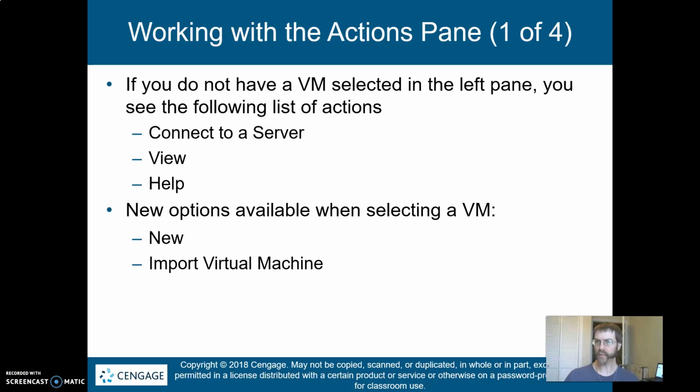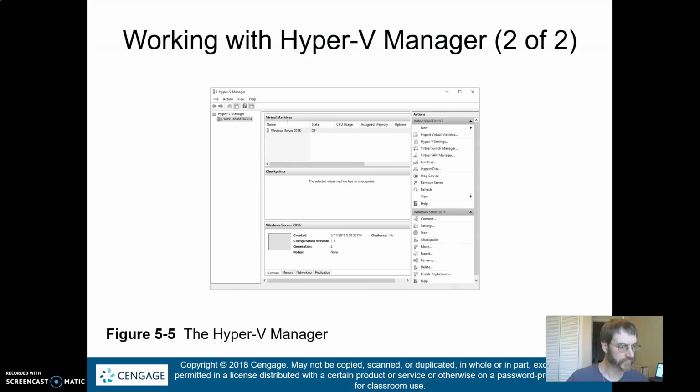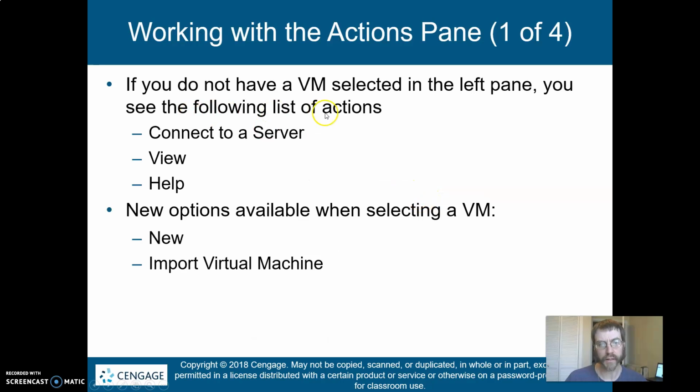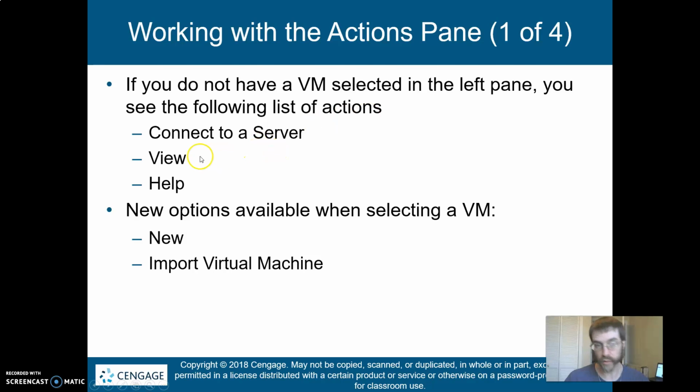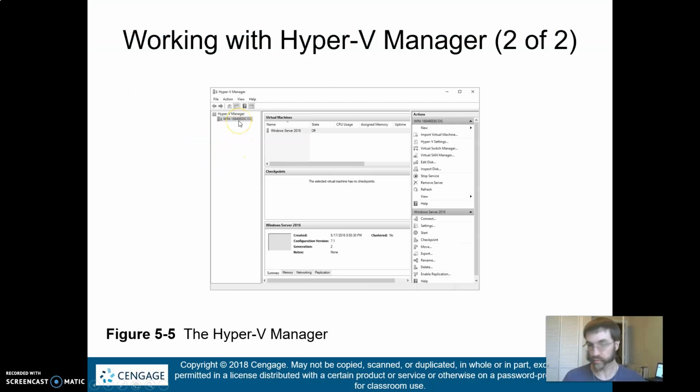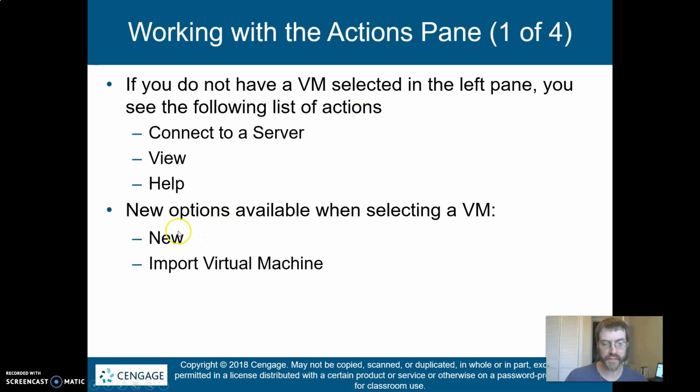Now, talking about the actions pane, which is the right-hand pane here. Various options will show up in this rightmost pane depending on what you have available elsewhere on the screen. If you don't have a machine selected, say a server over here in the library pane, if you don't have anything there, you'll have connect to a server or view or help. Once you have connected to a server, even if it's your own, you can do fun things like create a new VM.